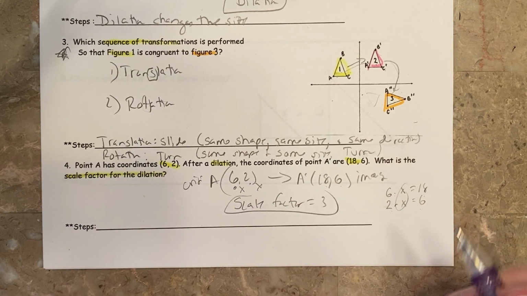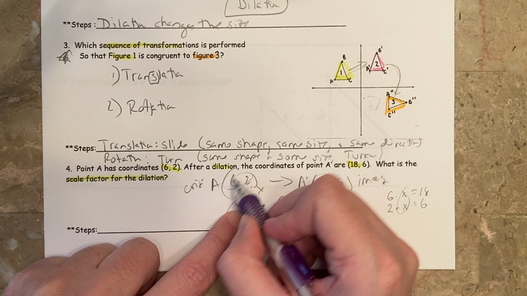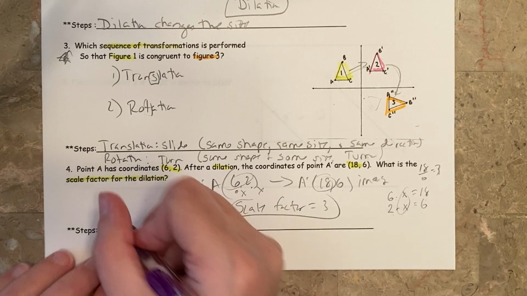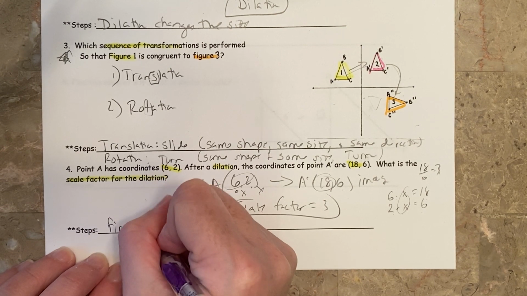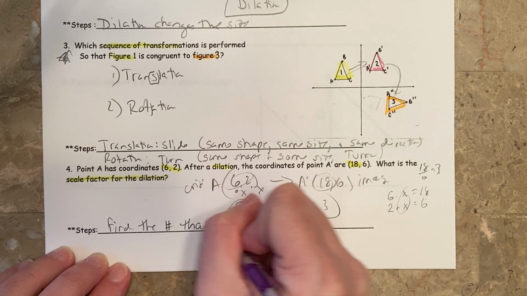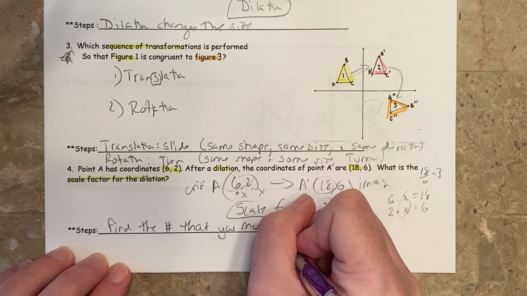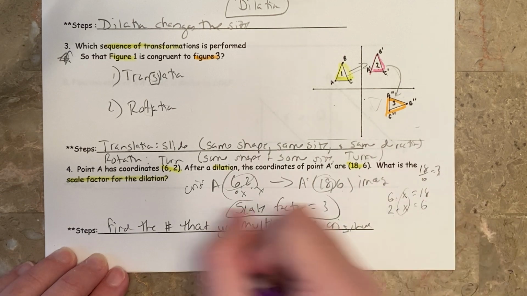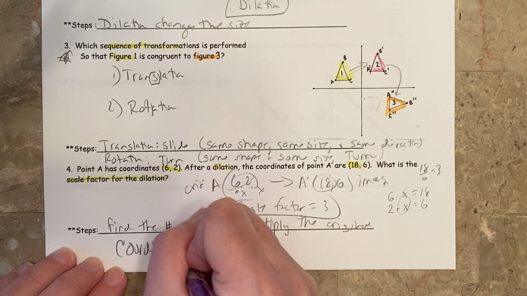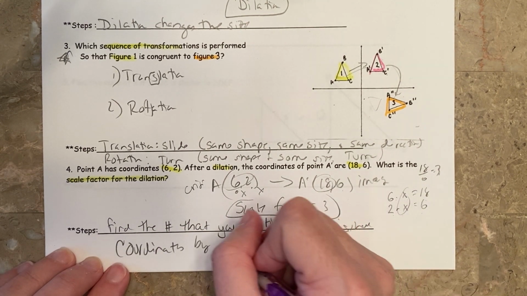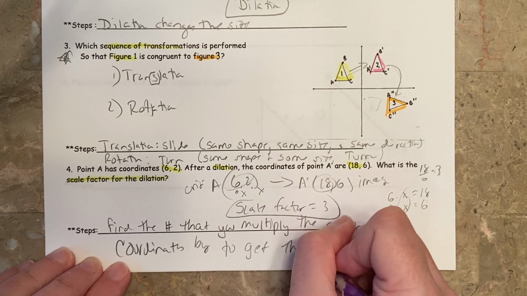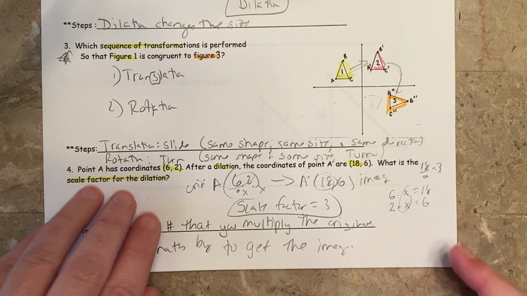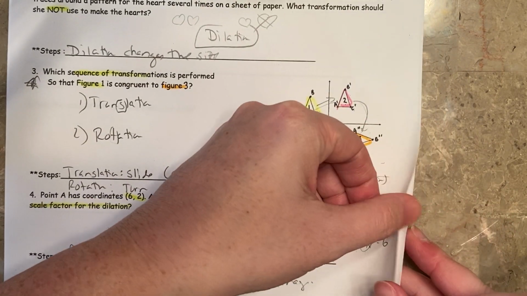And if you're ever stuck, you just go backwards. You take those two numbers and you do them opposite, and that'll give you the scale factor. So that's just a little trick. So you want to find the number that you multiply the original coordinates by to get the image. Okay, so what did I multiply 6 and 2 by to get it to be 18 and 6? And that would be 3.